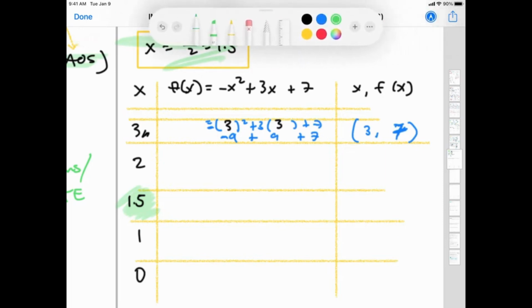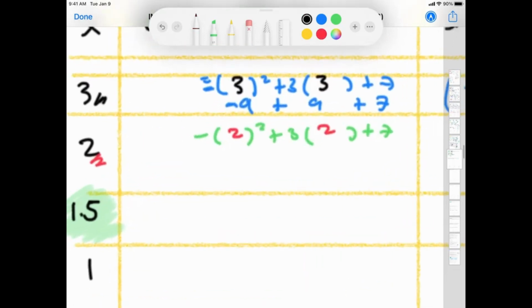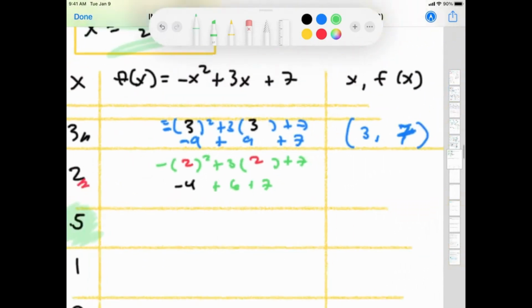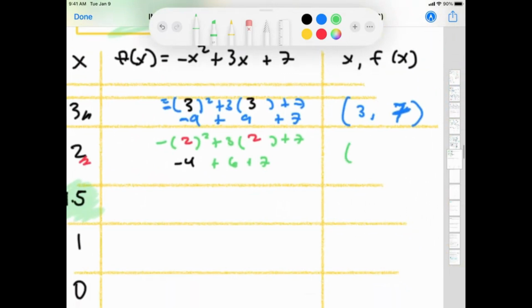Okay, let's do now, let's do 2. So 2 squared is 4. The opposite of 4 is negative 4, plus 6 plus 7. So negative 4 plus 6 is 2. 2 plus 7 is 9. So I'm going to get 2, 9.